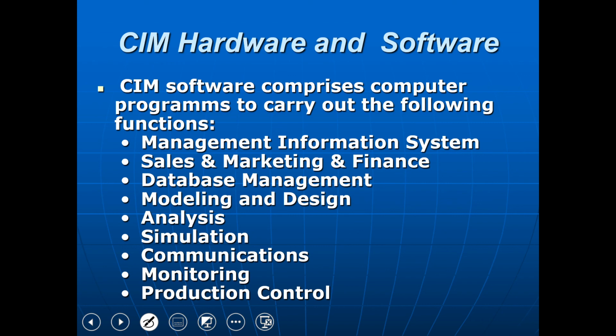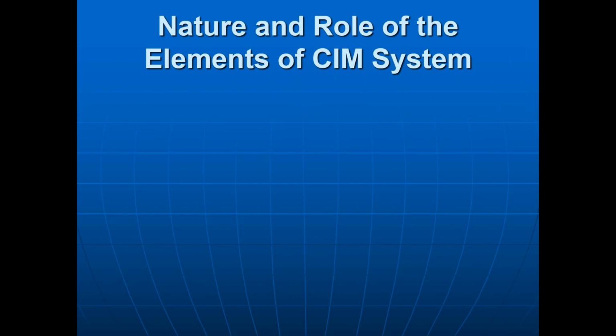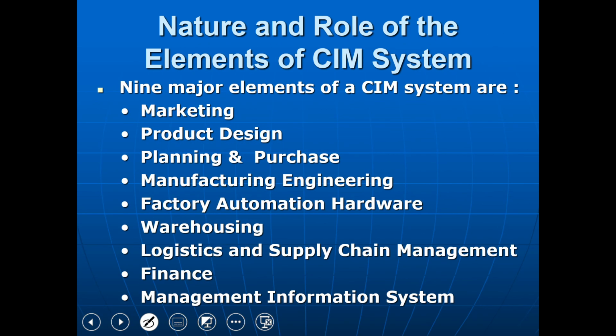CIM software comprises computer programs to carry out the following functions. So we use a computerized system to manage information systems, sales, marketing, finance, database management, modeling and design, analysis, simulation, communication, monitoring, and production control. And the nature and role of the elements of the CIM system.